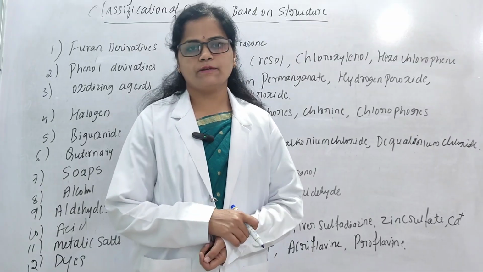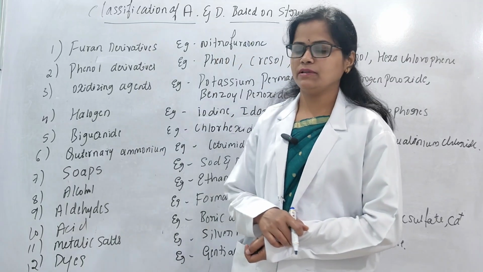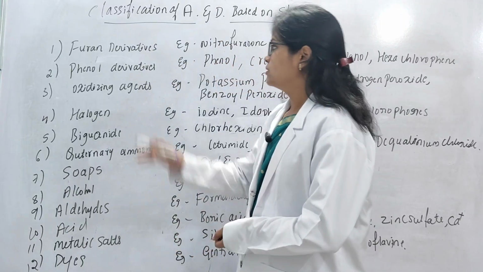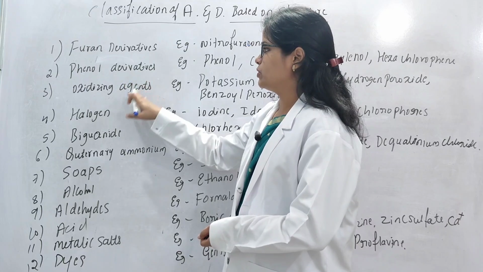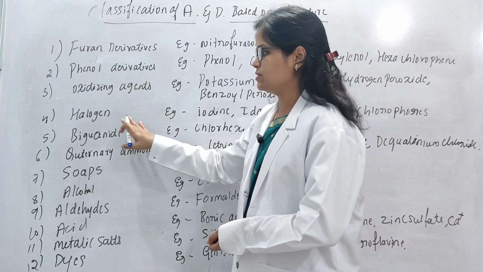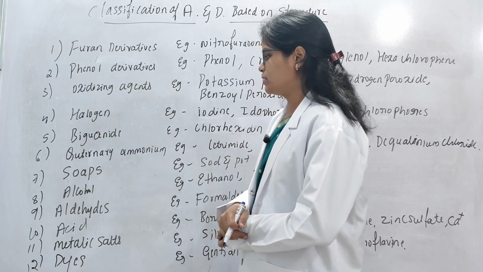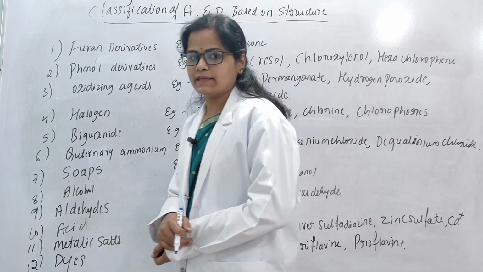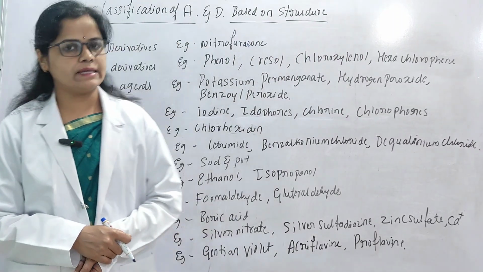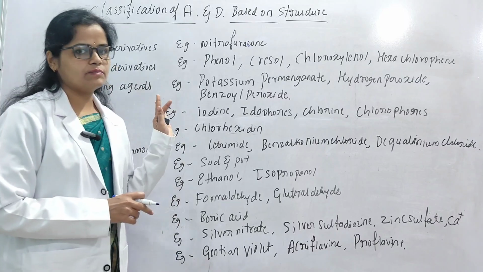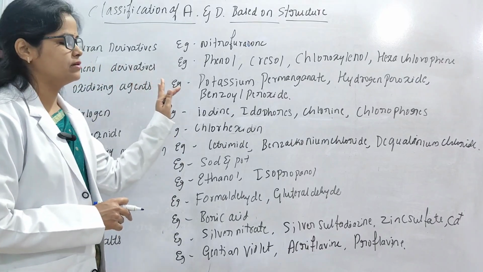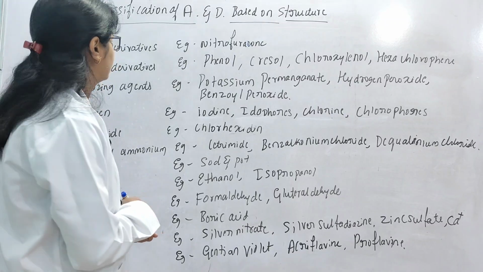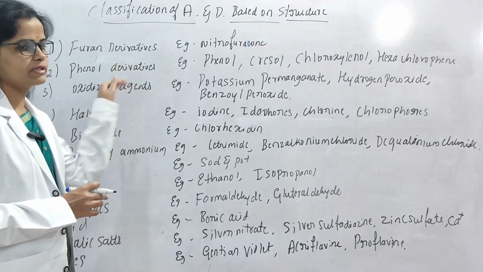Next, we'll study the classification of antiseptics and disinfectants based on structures. Here the classifications are furan derivatives, phenol derivatives, oxidizing agents, halogens, biguanides, quaternary ammonium, soaps, alcohol, aldehydes, acid, metallic salts and dyes. These are the classifications based on structures. Next, we'll see examples for these classifications.